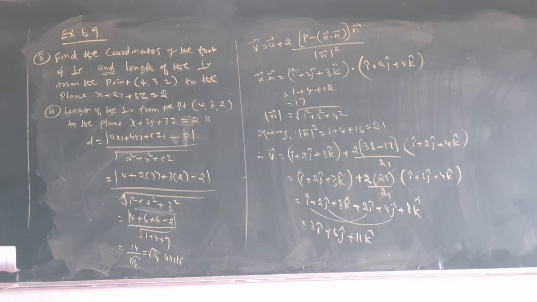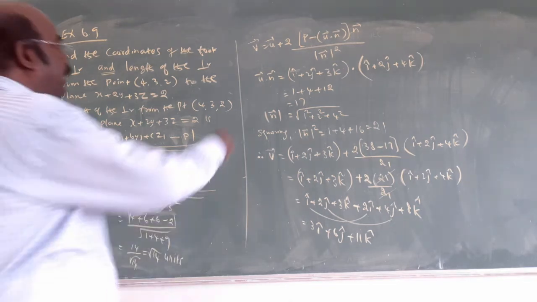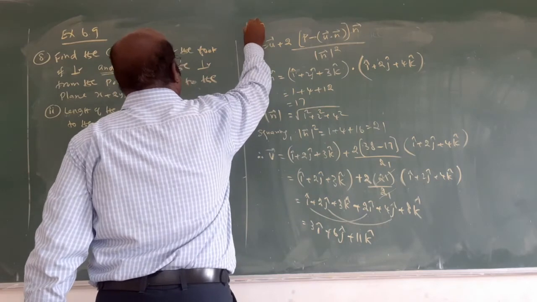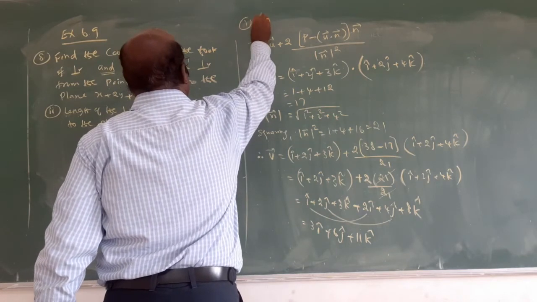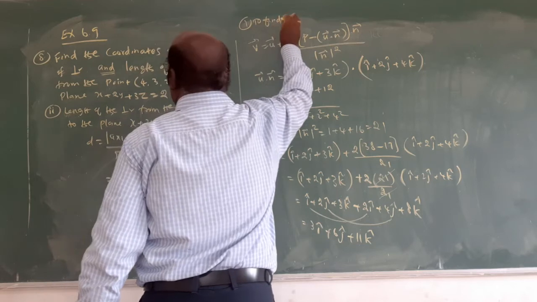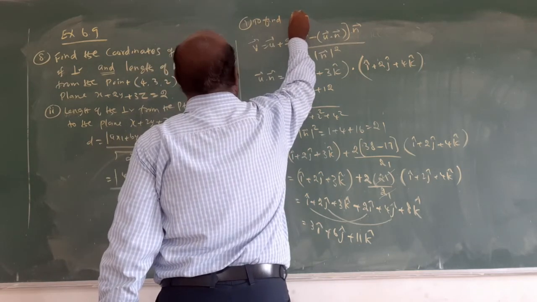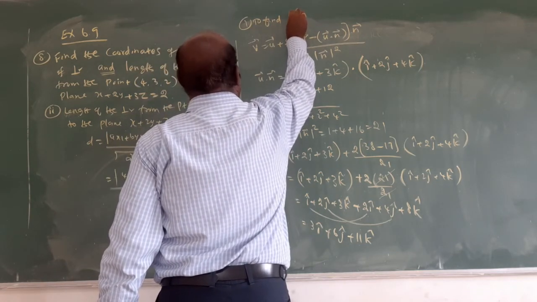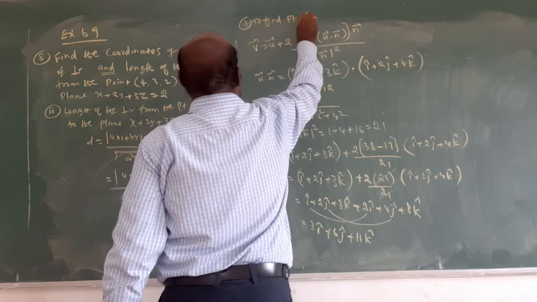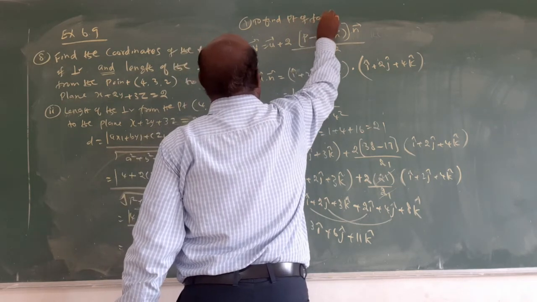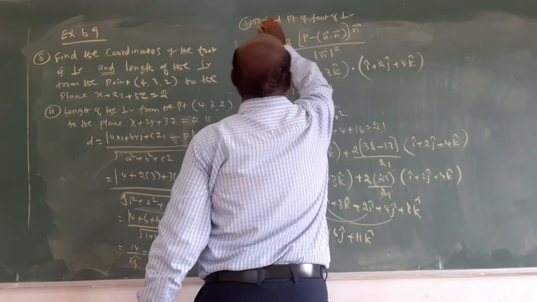Second part, foot of the perpendicular. Am I right? That means you will find the first image of the point, image of D of U. Write the form. Second subdivision. So the first subdivision is to find the point. What is the point of foot of the perpendicular? Foot of the perpendicular.